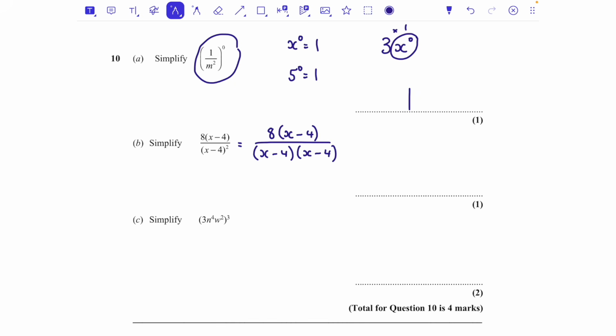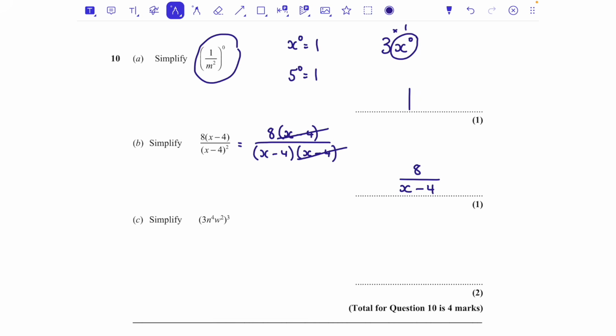Factorised is better for us because I can see common factors. We factorise to see factors. And so I've got a common factor on the numerator and the denominator of x minus 4. So I can divide the numerator by x minus 4, and I can divide the denominator by x minus 4. And that leaves me with 8 over x minus 4 as my simplified fraction.